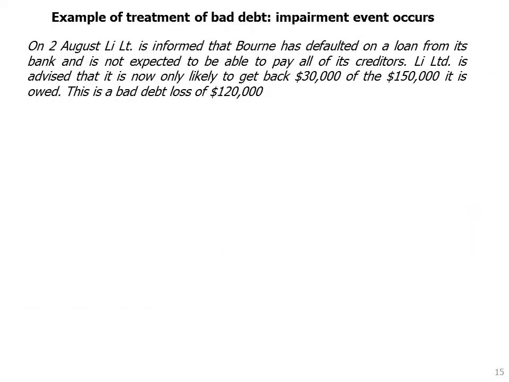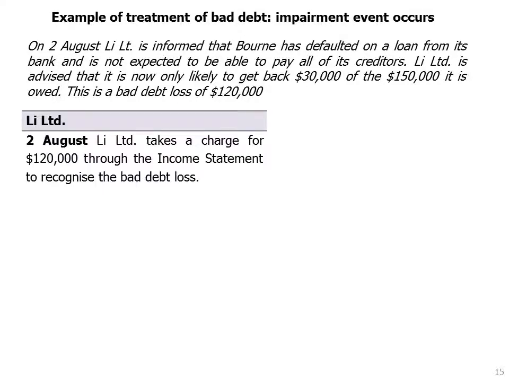So let's move on to the next part, which is where an impairment event occurs. On 2nd of August, Lee Limited is informed that Bourne has defaulted on a loan from its bank and is not expected to be able to pay all of its creditors. Lee Limited is now advised that it is only likely to get back $30,000 of the $150,000 it is owed. This is a bad debt loss of $120,000. So, how do we account for this?